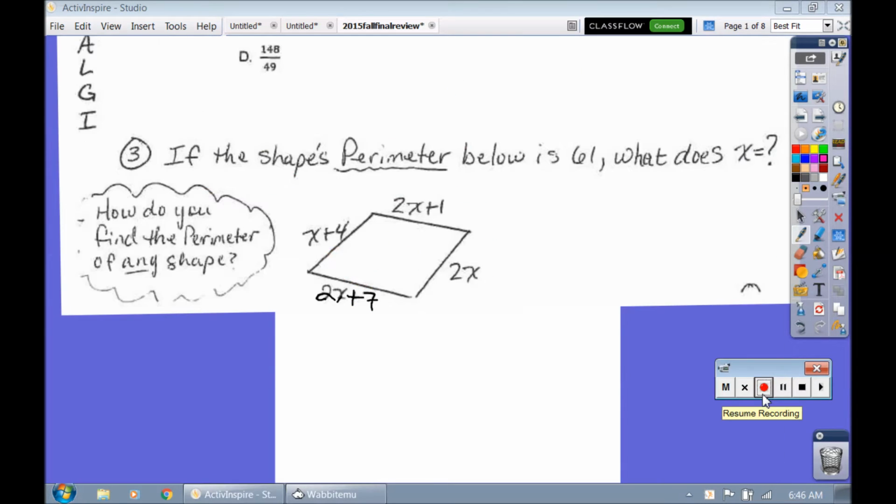If the shape's perimeter below is 61, what does x equal? Well, how do you find the perimeter of any shape? That's easy. Simply add up all the sides, and that's exactly what we're going to do.